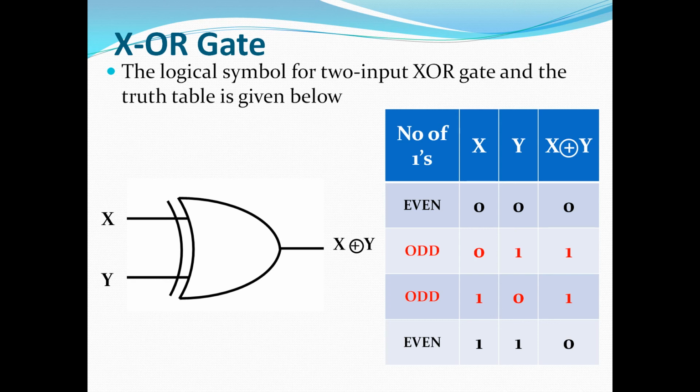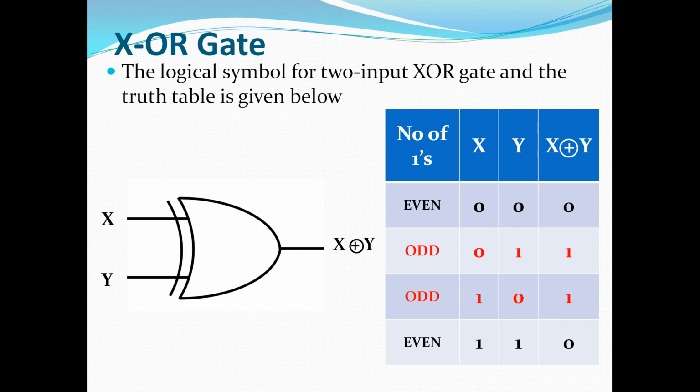When X and Y are the inputs, the output will be X XOR Y. Here there are two inputs: 0 0, 0 1, 1 0 and 1 1. Two inputs means there are four combinations. See the output: in the first case the output is 0, the second case the output is 1, the third case the output is 1, and the last case the output is 0. X and Y are the inputs; count the number of 1s. In the first case, 1 is not there, so the output is 0. In the second case, 1 is present only once, so the output will be 1.